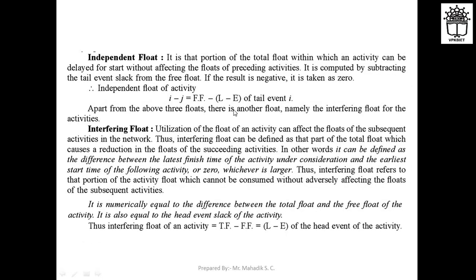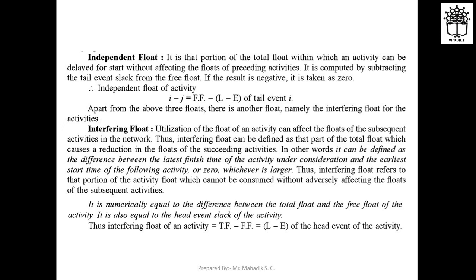Then independent float is what? It is that portion of the total float within which an activity can be delayed for a start without affecting the floats of preceding activities, and it is computed by subtracting the tail event slack from the free float. If the result is negative, it is taken as 0, right? The next is interfering float. It is the utilization of float of an activity that can affect the floats of the subsequent activities in the network.